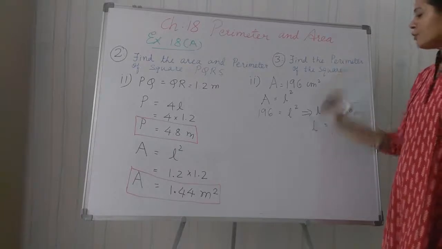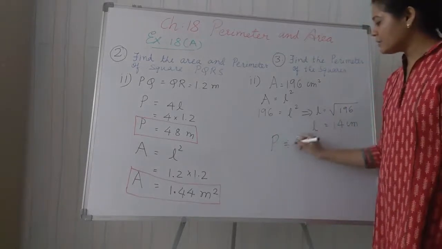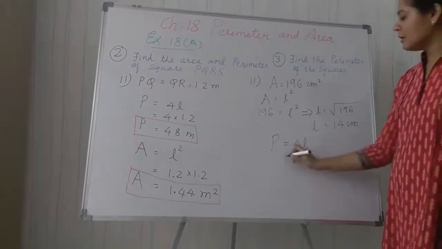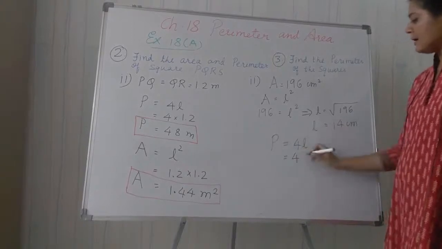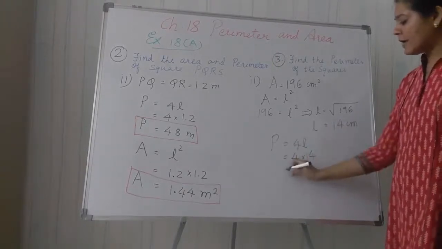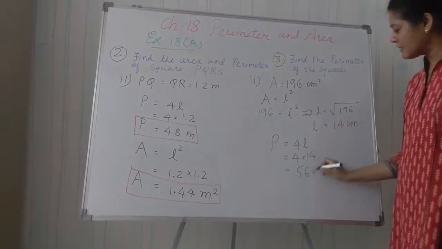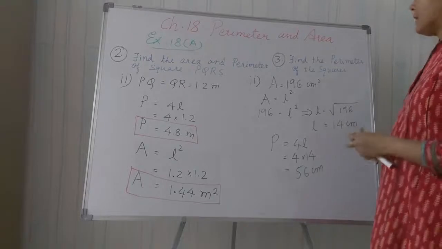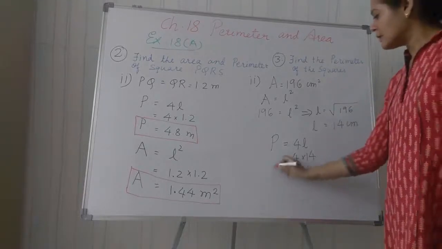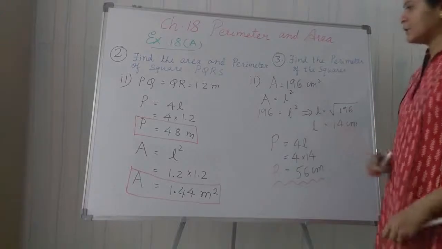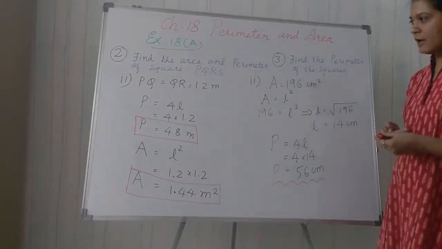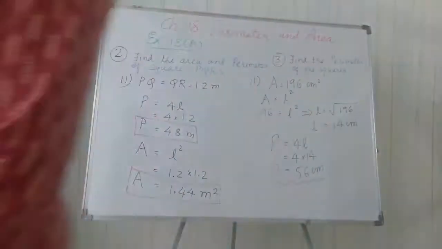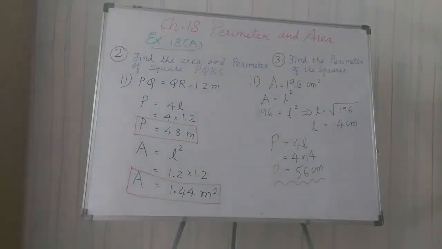And what do we want to find now? Perimeter. So perimeter is equal to 4L. This is the formula for the perimeter of a square. So here, 4 multiply L. L is 14, and the answer of perimeter will be 56 centimeter. So we get our final answer for the perimeter of the square, that is 56 centimeter. Question number 3, second part, I have solved for you. Now let us take the same method for the third question.